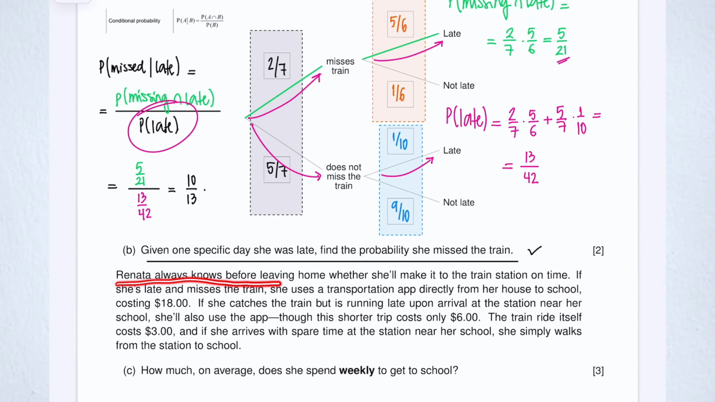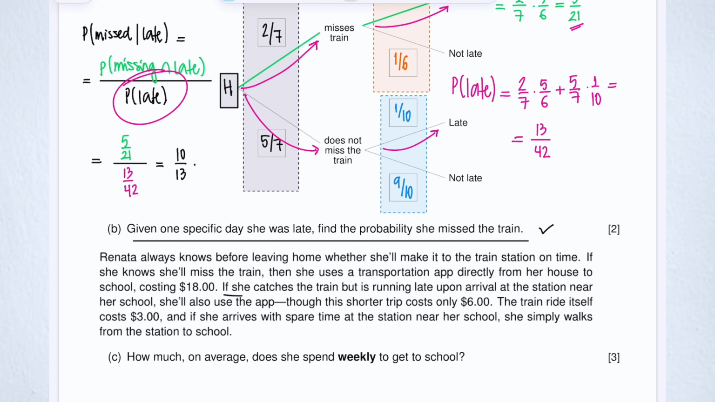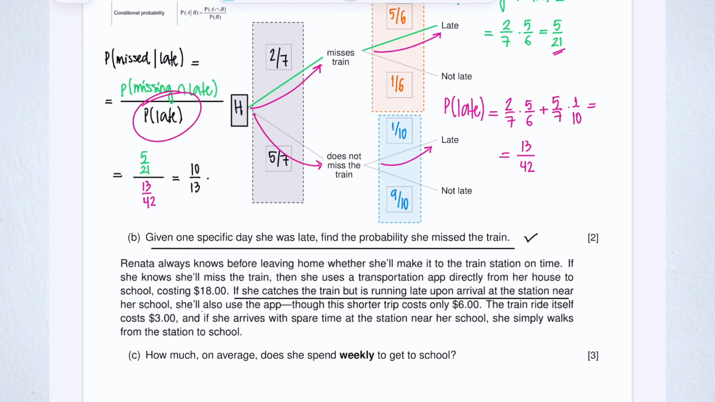Hinata always knows before leaving home whether she'll make it to the train station on time. So let's say that she's at home. Let's call this home. She looks at the clock and she knows whether she's going to make it on time or not. She knows how long it takes to get to the train station. If she knows she's going to miss the train, then at home she uses a ride-sharing app, and she spends $18 to get to school. However, if she believes she can make it on time, then she takes the train.